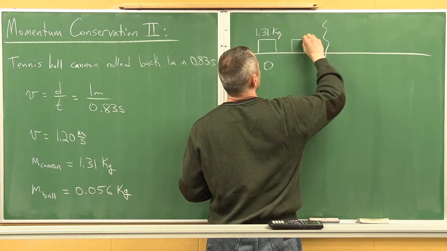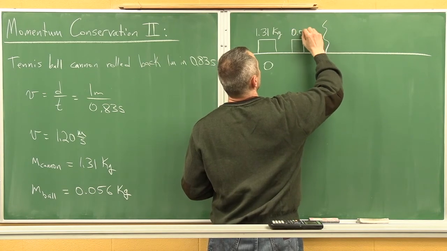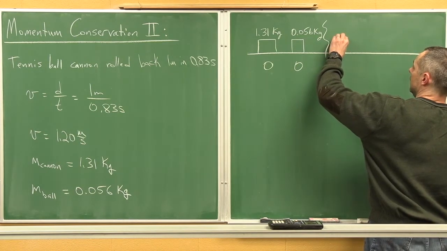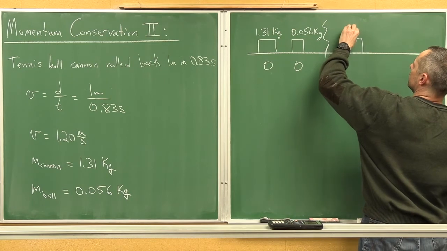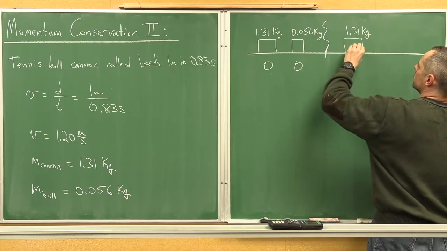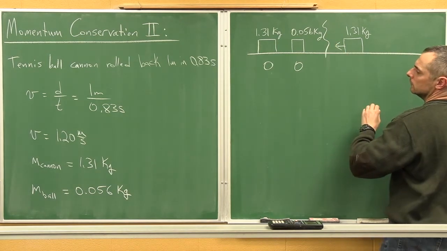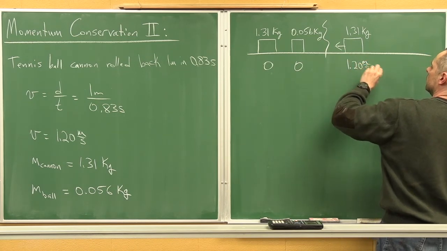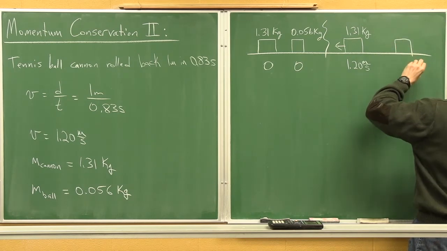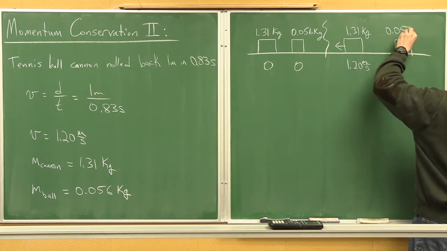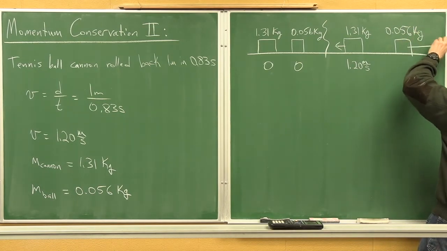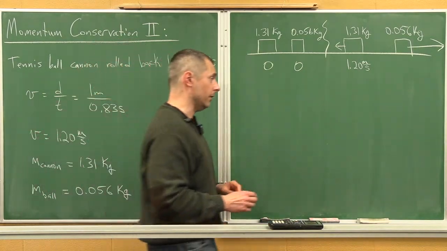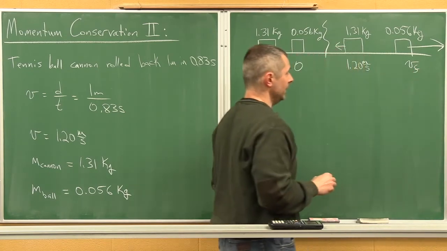0 and 0.056 kg, 0. After the hairspray ignited, 1.20 meters per second. Tennis ball. Right? Much longer arrow, really, if I wanted to draw it accurately to scale. We don't know what this is. We're trying to find it.